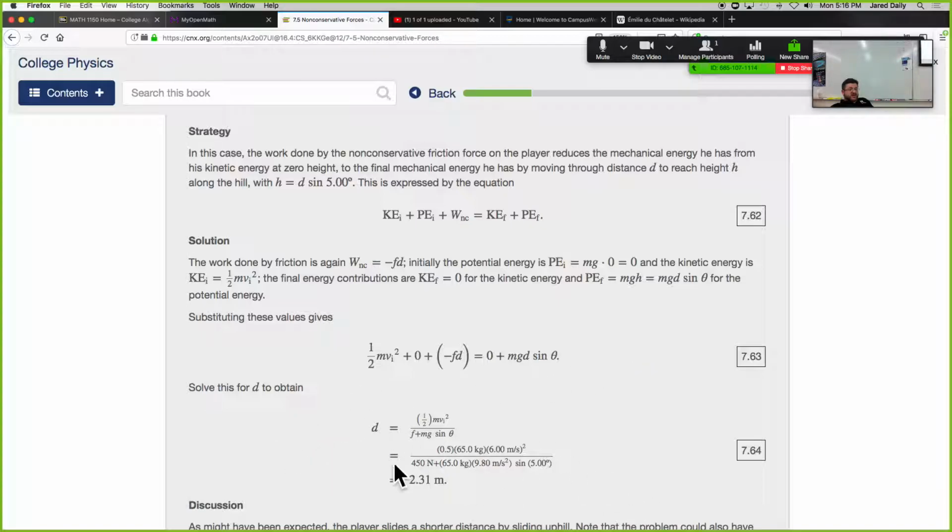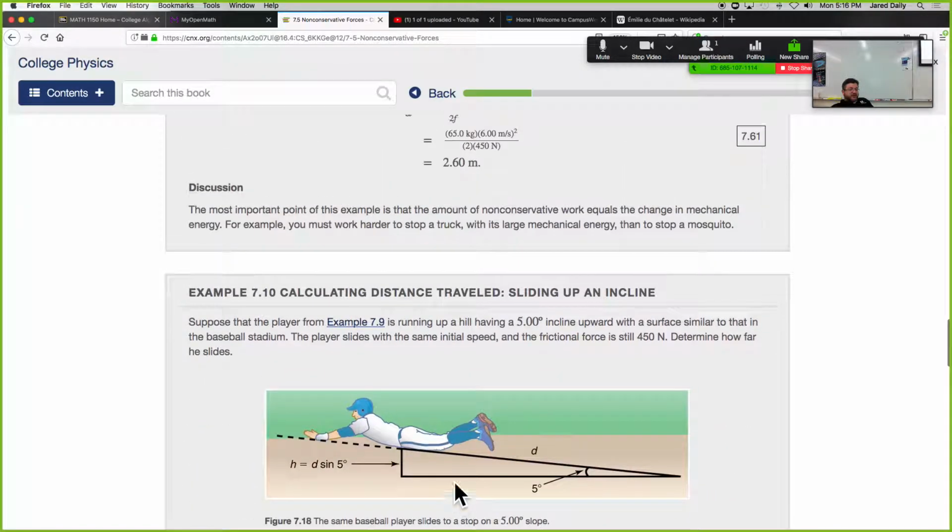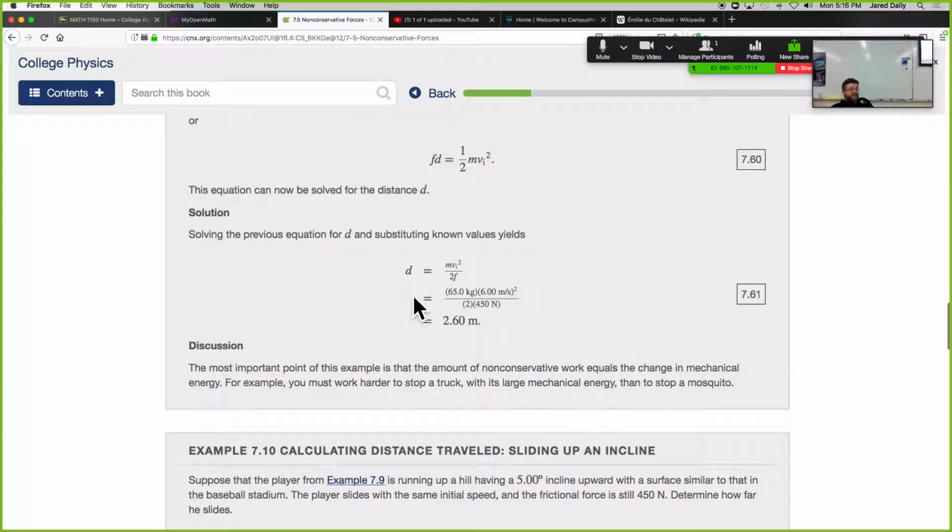2.31 meters of distance. So you go less distance if you're sliding up the hill than if you're sliding on a flat surface, which makes sense again. Sliding up a hill, some of your energy is used to go up the hill instead of all of that energy being used to go against the friction, right?